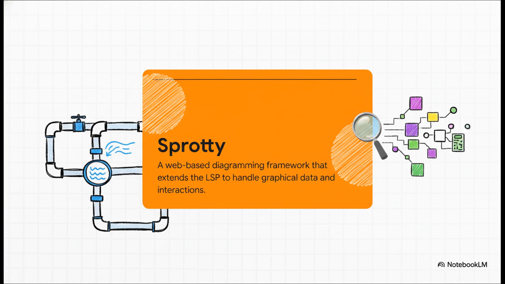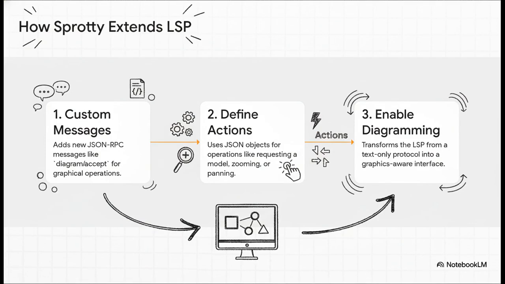To stick with our analogy, Sprotty is like a specialized filtration and distribution unit you attach to the city's plumbing. It's the thing that lets the system handle not just water, but also all this rich, complex graphical data. And here's the gist of how it works. Sprotty basically teaches the LSP some new tricks. It adds new, custom message types so the editor and the server can exchange what are called actions. These are just simple little JSON objects that carry commands like, "Hey, send me the diagram model," or "Just so you know, the user just zoomed in over here." It totally transforms a text-only protocol into a graphics-aware one.